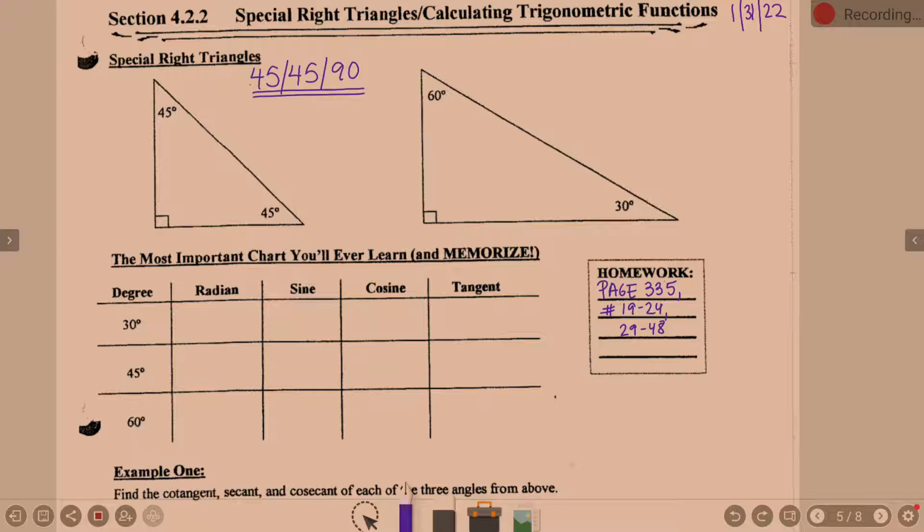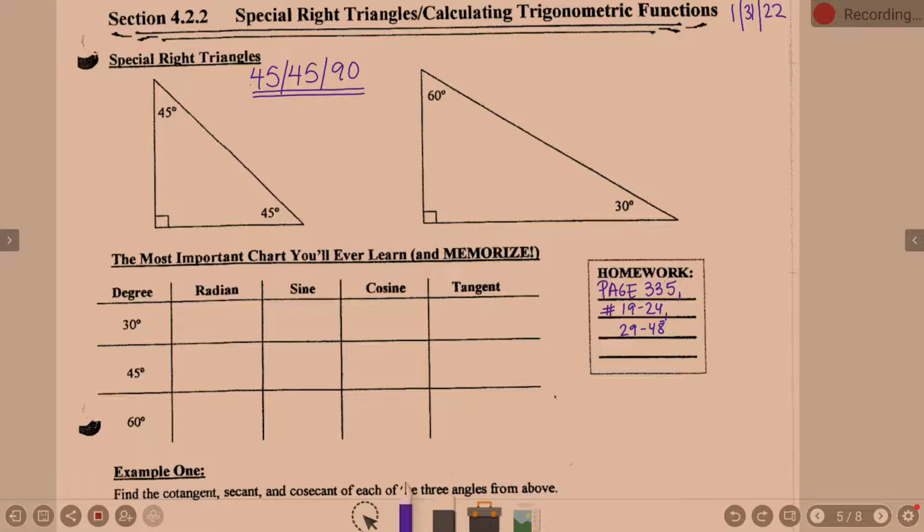Based off of this being a 45-45-90 triangle, where we have a 90-degree angle and then two equal 45-degree angles, what do we know about the sides of this triangle? They're going to be equal. Which sides are going to be equal? The non-slanted ones, the non-hypotenuse? The legs, yes. So one key thing is that the legs are going to be equal.